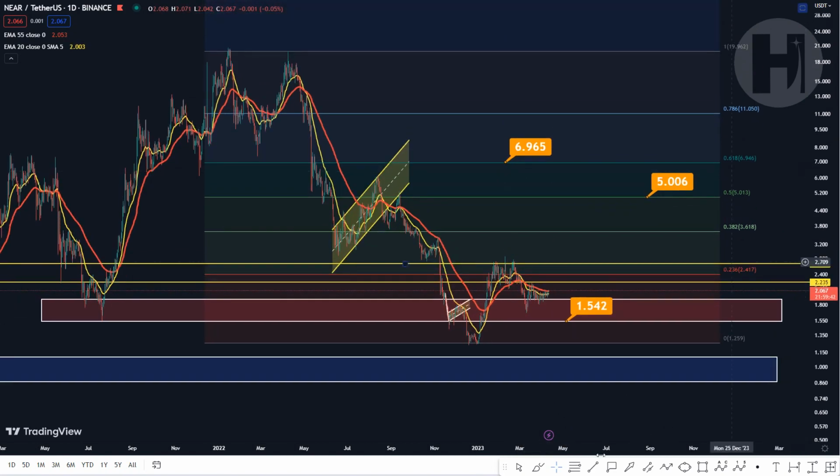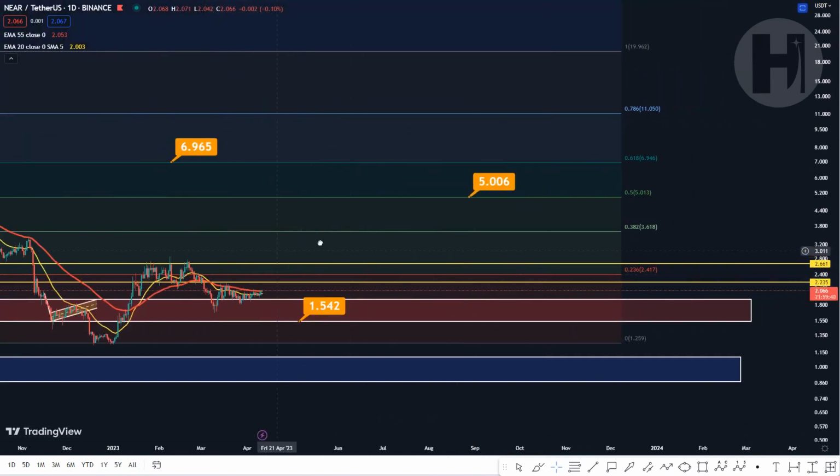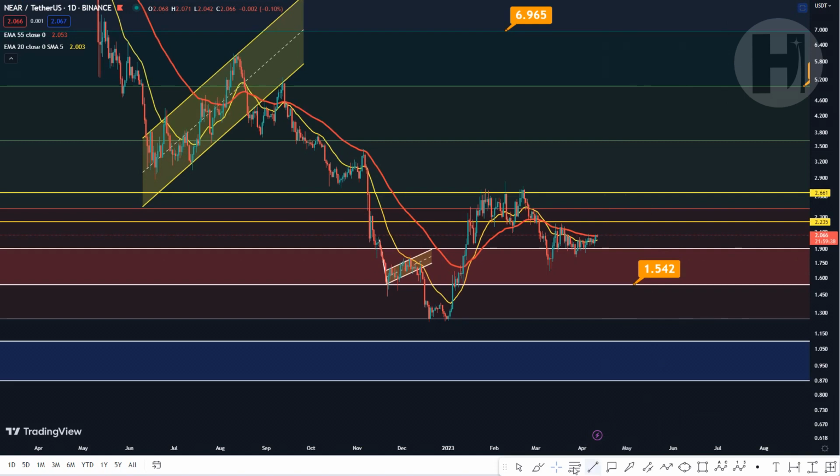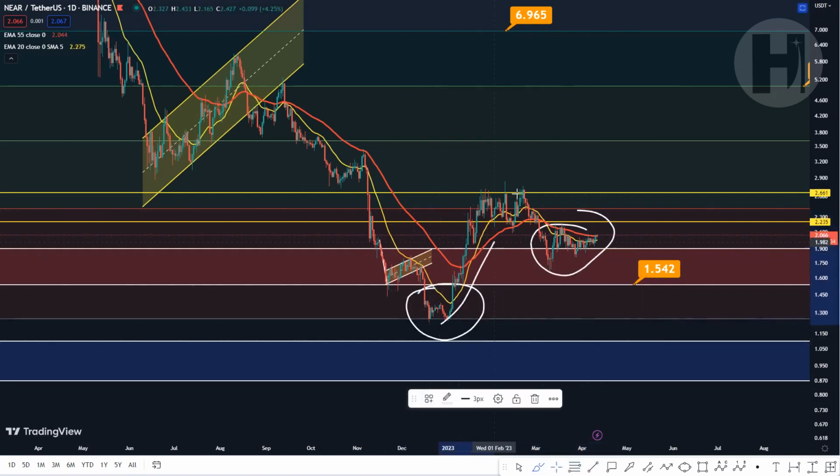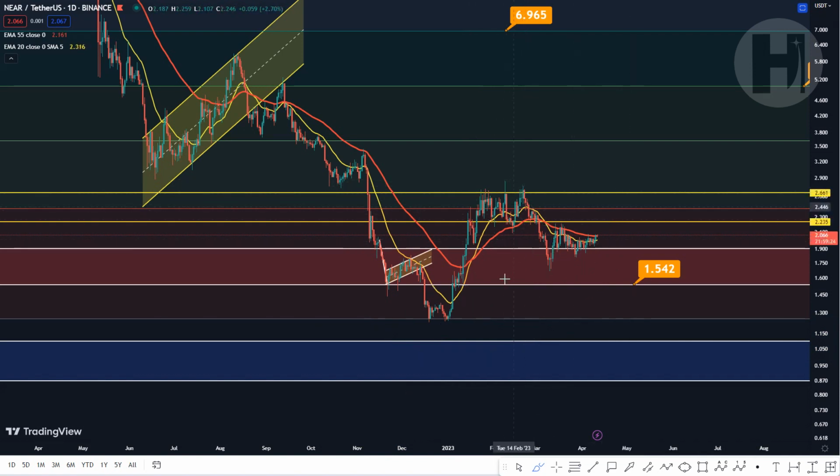In terms of the local uptrend that we're trying to build here, as you can see, we're printing a higher low over here. So we're holding this low. We went up, came back down. We're higher than the previous low, which is good. And what we need to do now is break above this high that we printed in February in order to continue the local uptrend.